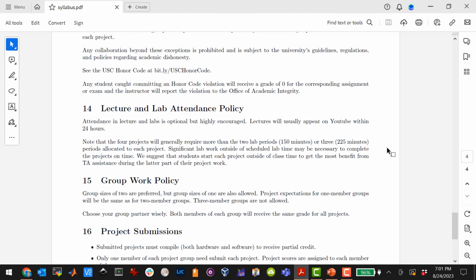Let's see, section 14 is the lecture and lab attendance policy. I don't really have an attendance policy, and I post all the lectures on YouTube. Obviously, sometimes I lose a lecture because my voice recorder battery died, or my SD card filled, or I lose the recording for whatever reason. But I try to post everything on YouTube, so if you miss a lecture, you can go back, or even if you come to the lecture, you can review it.